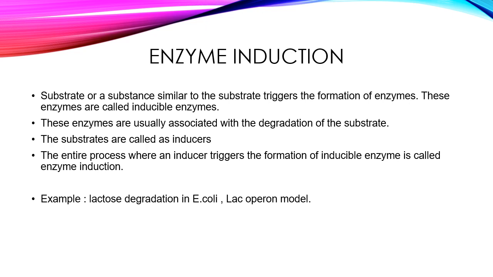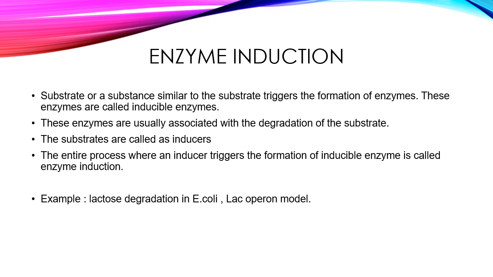So students, another topic which we studied was enzyme induction in the synthesis of enzymes. The second category of the synthesis of enzymes is the enzyme induction process. It is a process where a substrate, or a substance which is similar to the substrate, triggers the formation of the enzyme. The enzymes are called inducible enzymes. These enzymes are not present in the system. When a substrate comes and triggers their formation, then only they are synthesized.